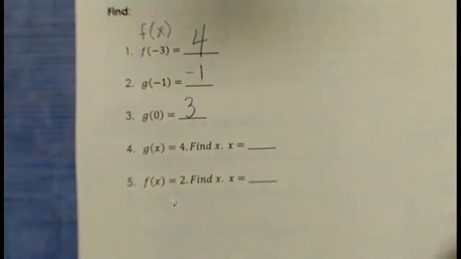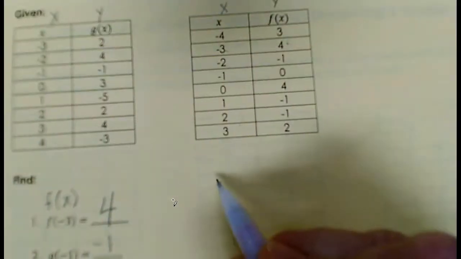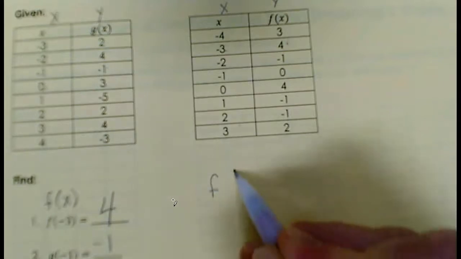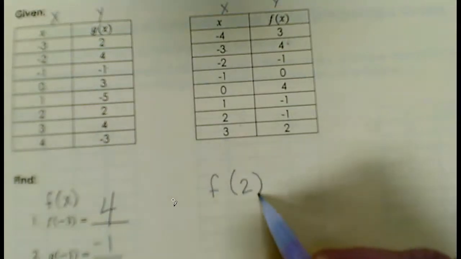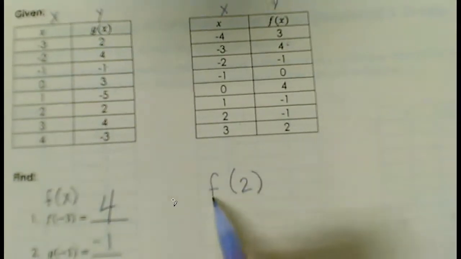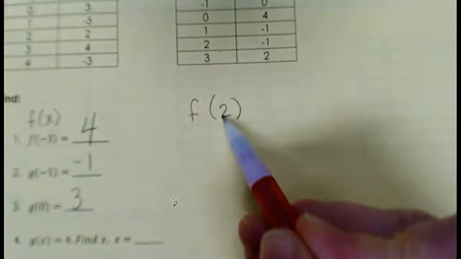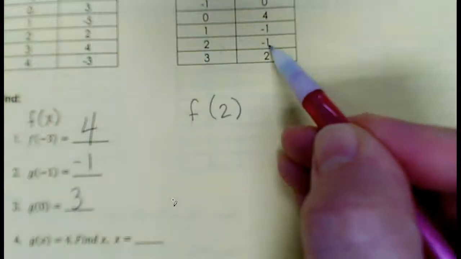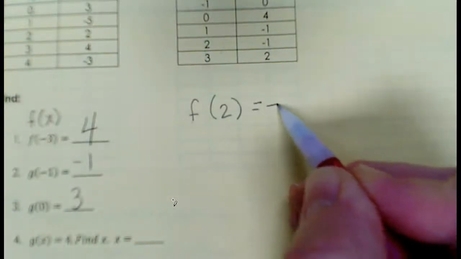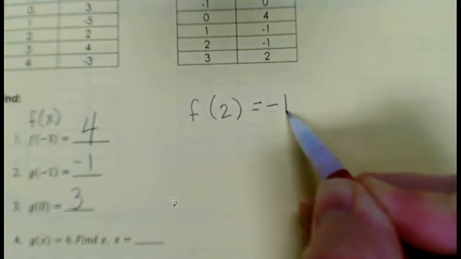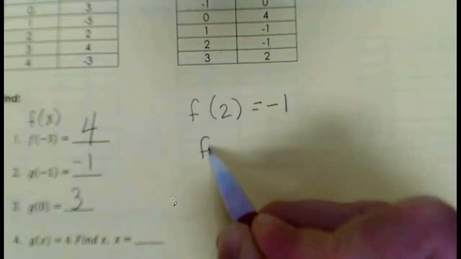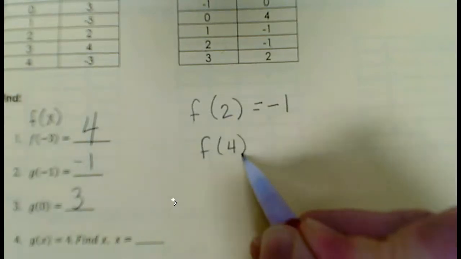Now, before I do 4 and 5, which are a little bit more difficult, let's do a few more just function notation. F of 2 says, look at this table called F. Find 2, what goes with it? Is that pretty easy?